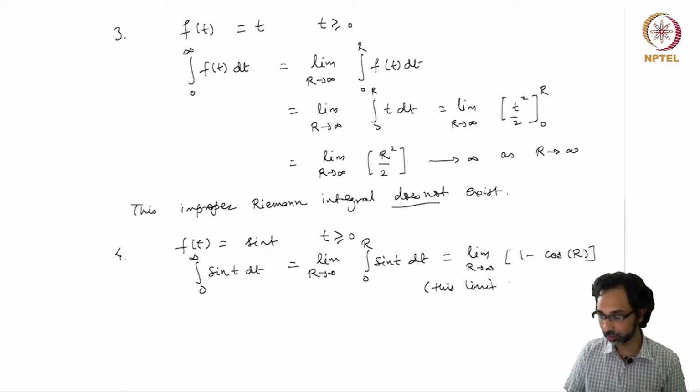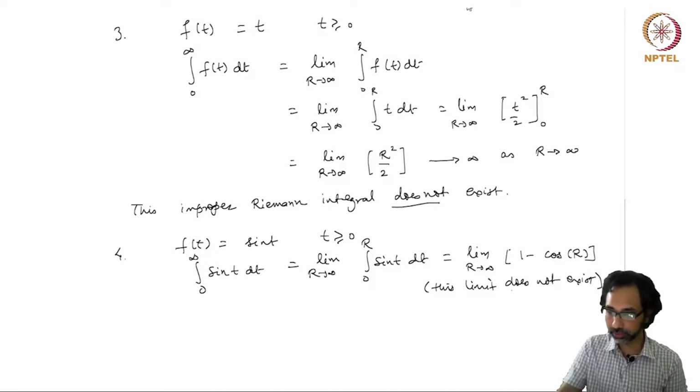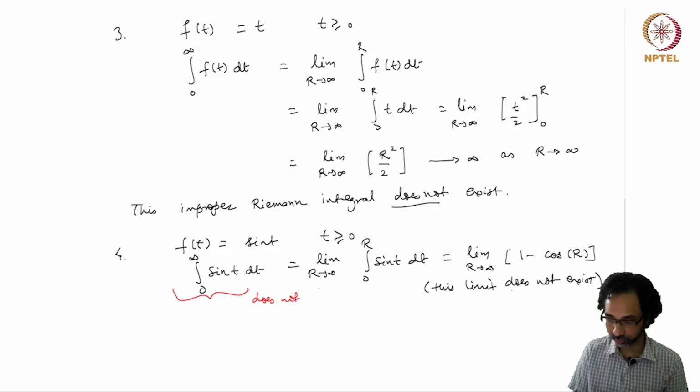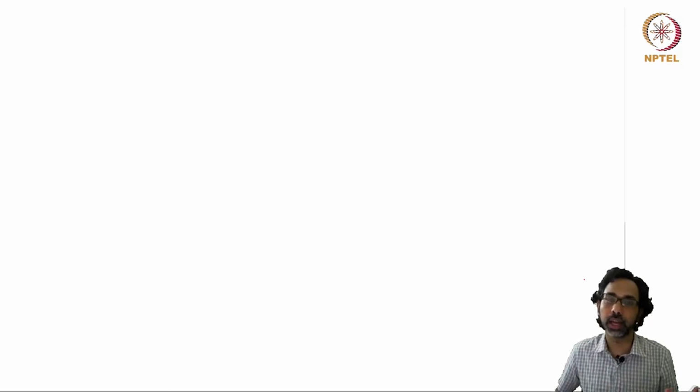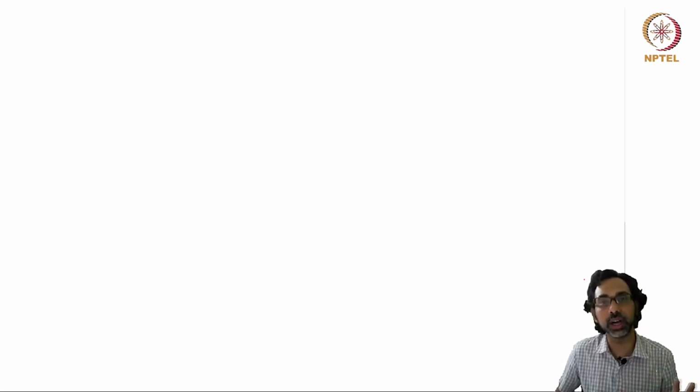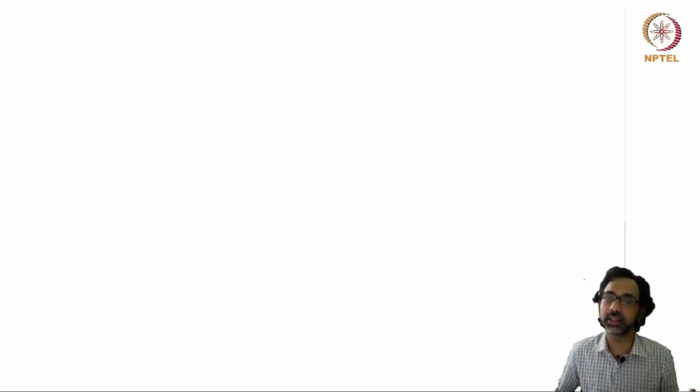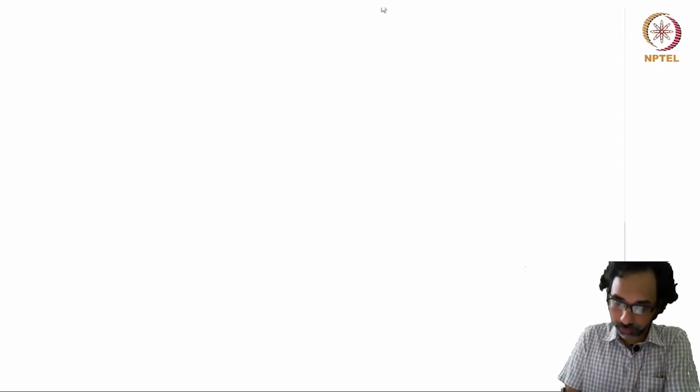This limit also does not exist, and so we also say that this improper Riemann integral of f(t) equal to sin t does not exist. So we have seen that improper Riemann integrals may or may not exist. Now it will be useful to have some sufficient conditions which will guarantee the existence of such improper Riemann integrals, and so this is what we will study now.